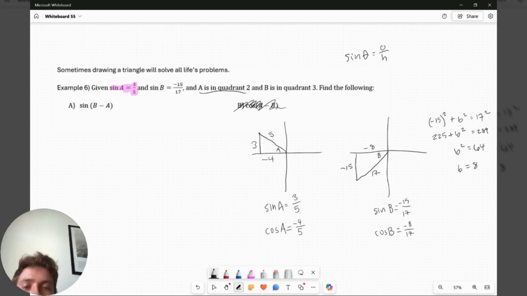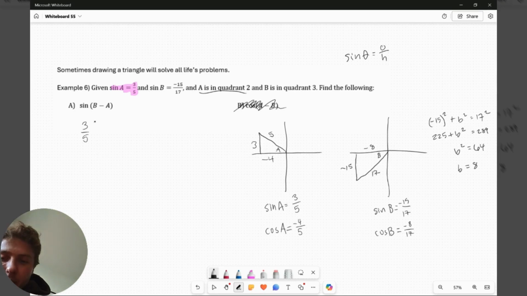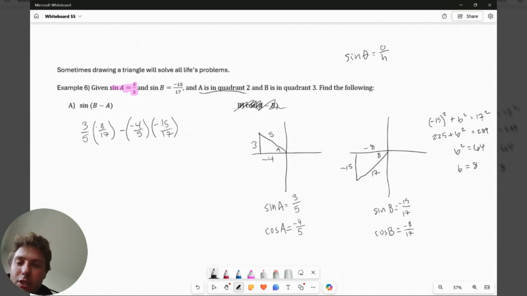And then from there, now that we know that stuff, we could start to plug into our formula. Sine B minus A. We know our sine formula starts with sine A, which is 3/5, times cosine B, which we said is -8/17. It looks like we are subtracting. Remember, sine keeps the operator. And then now we'd have cosine of A, -4/5, times sine of B, which is -15/17. And now just start to simplify.